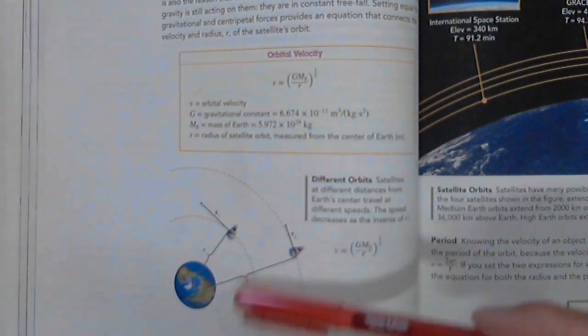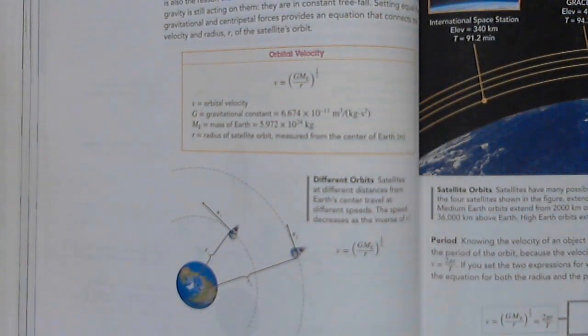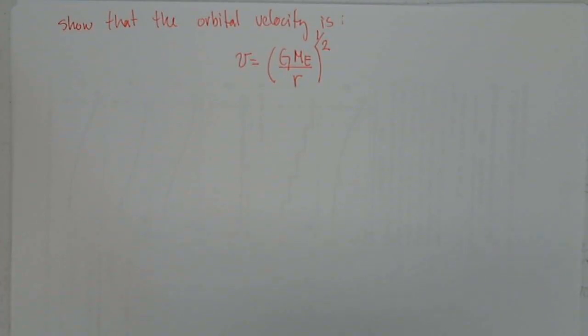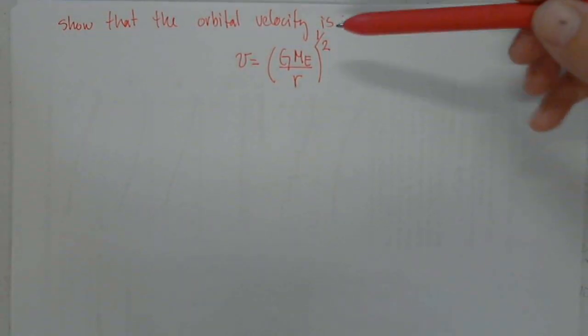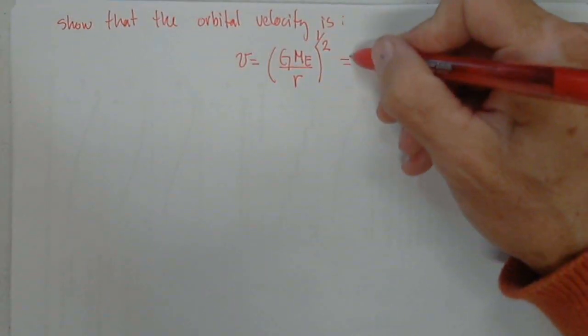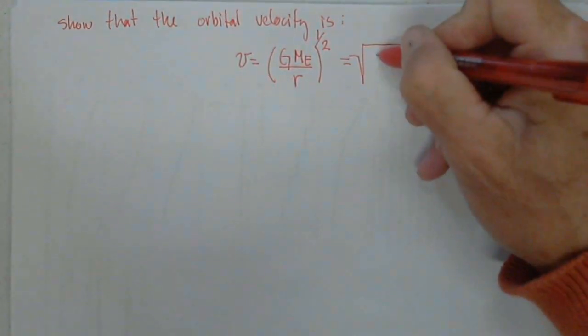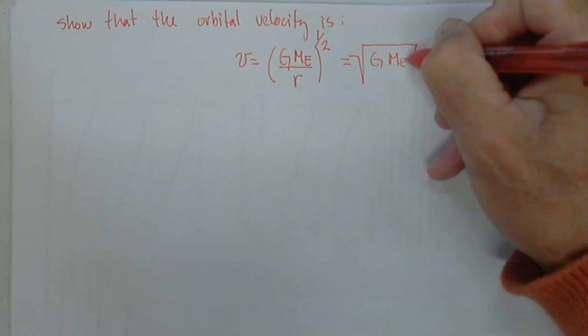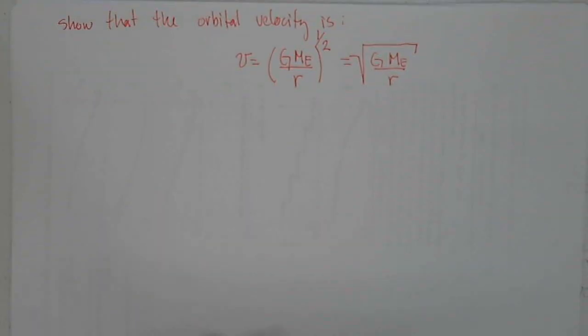This equation is very important. We are going to use it in another problem later on. Okay, this is the equation that we want to show. As I said, your book prefers to be using 1/2 as exponent, but remember that can be written as this as well. Okay, remember that square root is exponent 1/2.